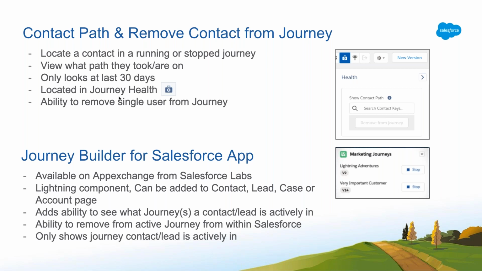But what this is, it's a Lightning component that can be added to contact, lead, case, or the account page. It'll show you the journeys that somebody is actively in, and you can pull them out of that journey from your connected cloud. So for example, I can see that my person is in the Lightning Adventures version 9 journey. If I wanted to kick him out of that journey, all I would have to do is click stop.